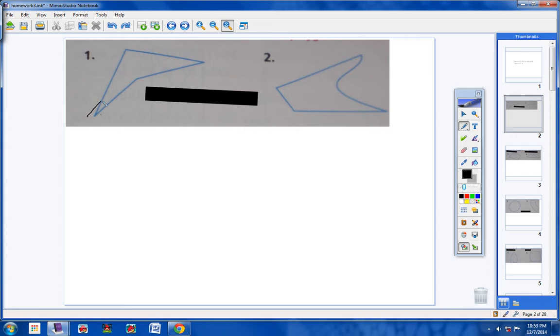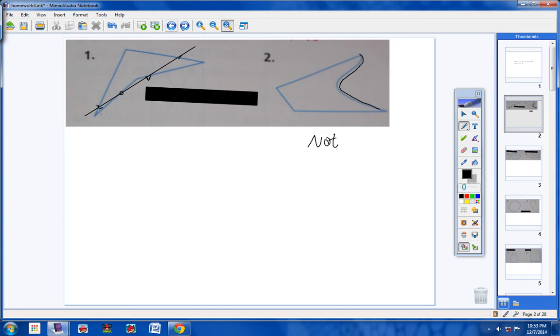Well, if I draw a line right here, if I draw a line right there, it intersects in 1, 2, 3, 4 places. That is a concave polygon. Okay, number 2 is not a polygon because I have a curved side here. It's not made up of segments.